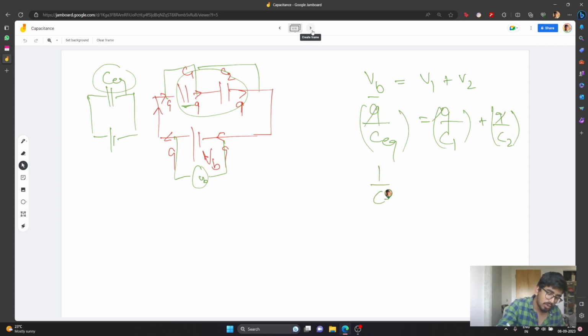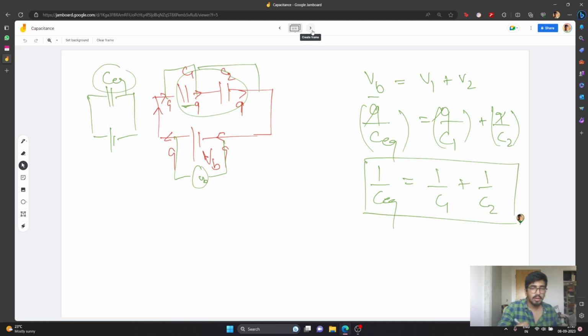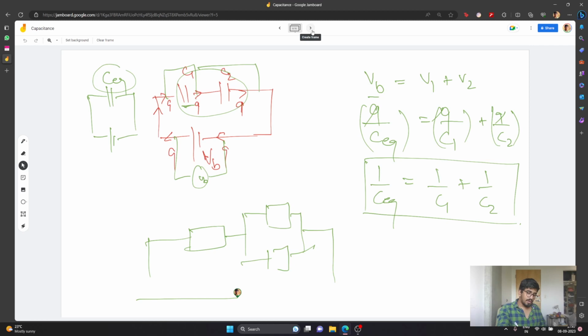So you get 1 by C equivalent is 1 by C1 plus 1 by C2, right? Just keep in mind what is happening. You might not want to remember the derivation directly, but you have to understand the steps, because as you remember, the way the current splits in resistors and the voltage across the resistors, say we had a complicated circuit like this, and then you have it connected to a battery, say this was R1, R2, R3.